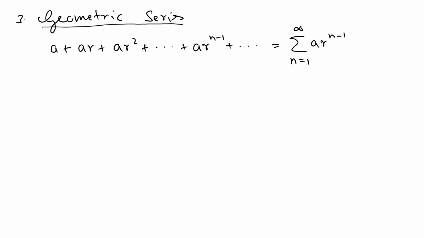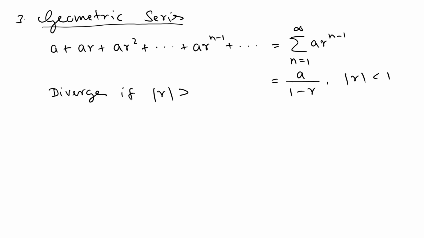That's the whole series, but we don't know whether it's a number or not. We know that this one converges to a number, which is the first term divided by 1 minus r, if the absolute value of r is less than 1. It's the absolute value. Otherwise it's going to diverge, it diverges if the absolute value of r is greater than or equal to 1.